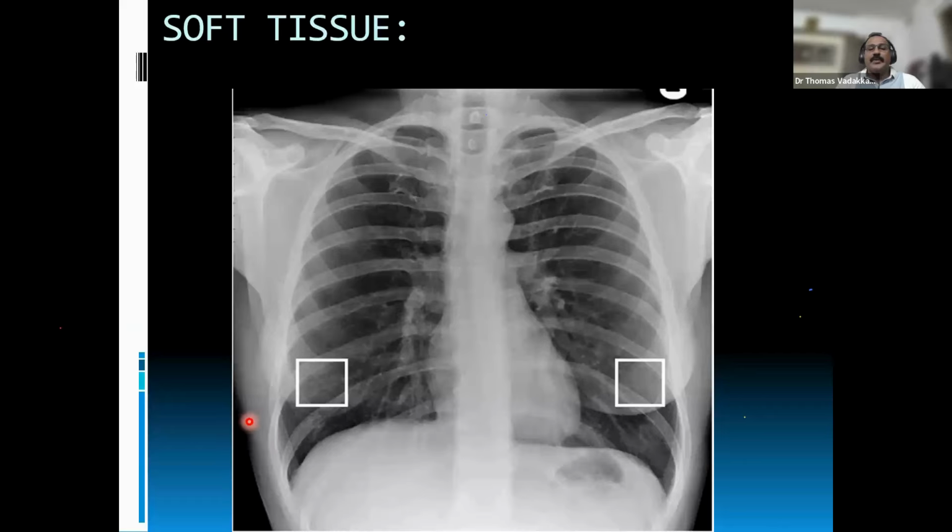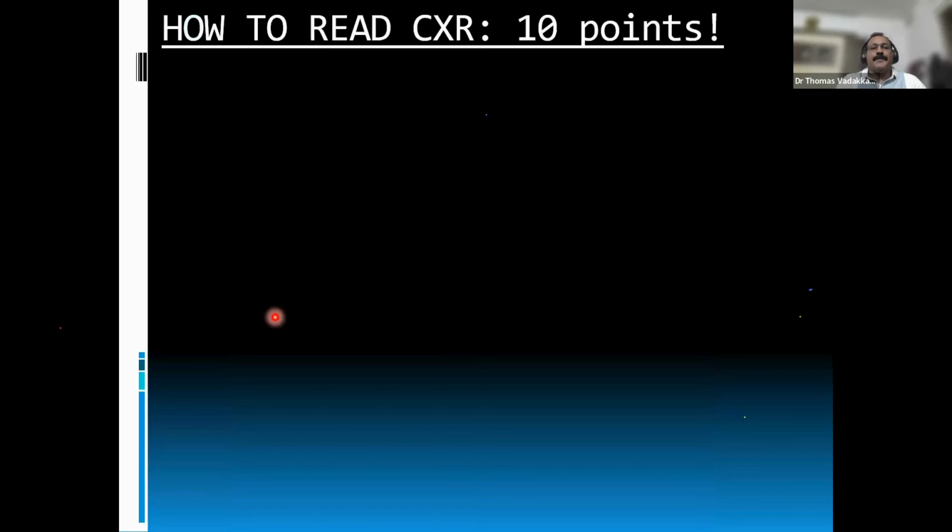It is said that you can assess the nutrition of the patient by seeing the chest soft tissue thickness. If it is very thin, skin and bone together, that means the patient is undernourished. So even nourishment can be assessed. So soft tissue assessment is very important in chest X-ray interpretation.